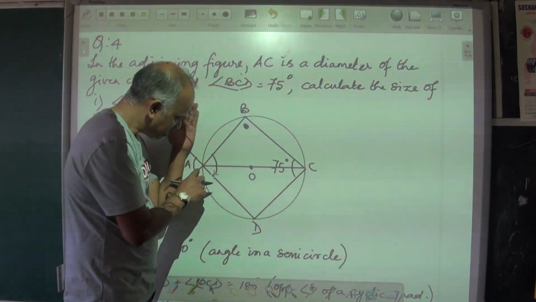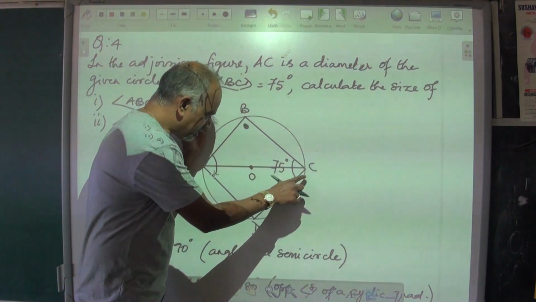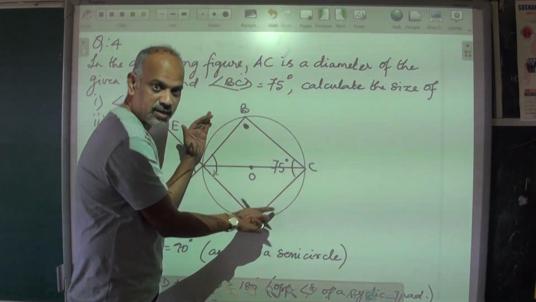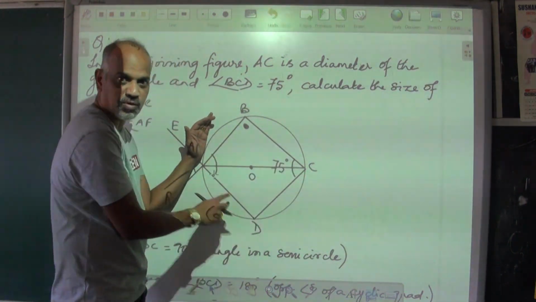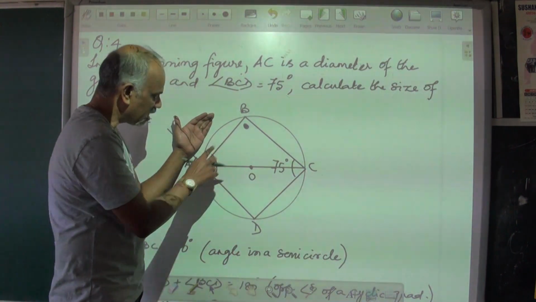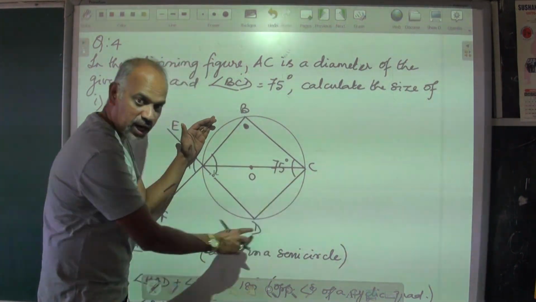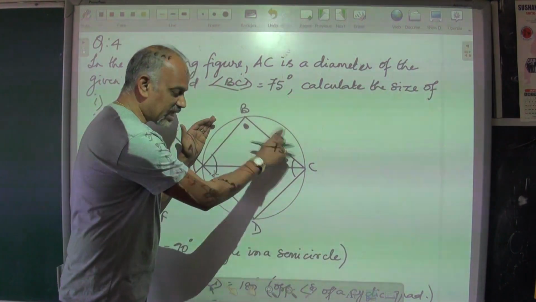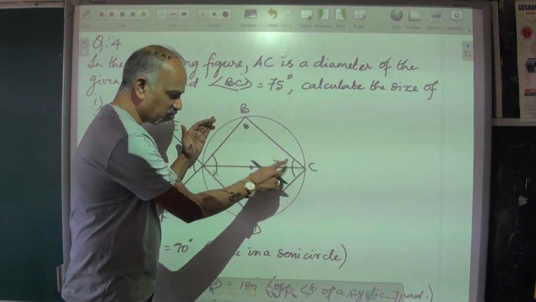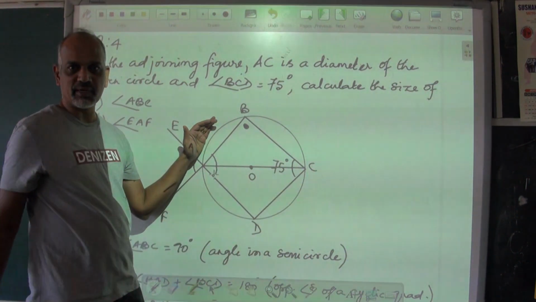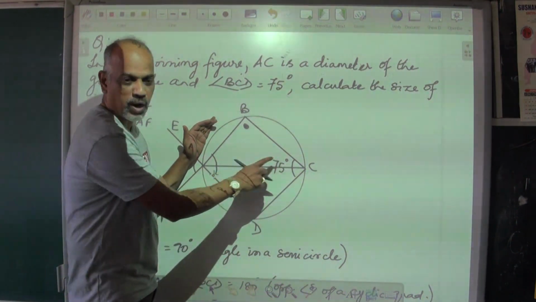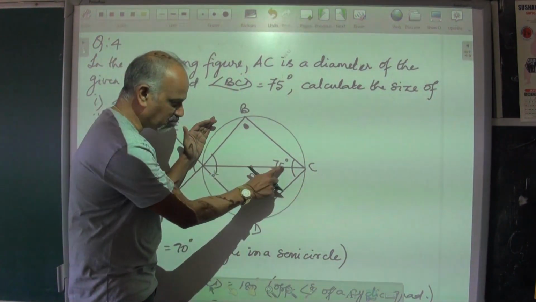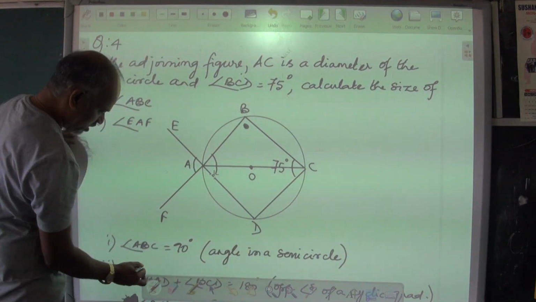Why? Is ABCD, this four-sided figure, a quadrilateral, actually called a cyclic quadrilateral, because A, B, C and D all lie on the circumference of the circle. About a cyclic quadrilateral, opposite angles of a cyclic quadrilateral are supplementary, means they add up to give you 180 degrees. So if this is known, you can find this, because they will add up to give you 180 degrees.